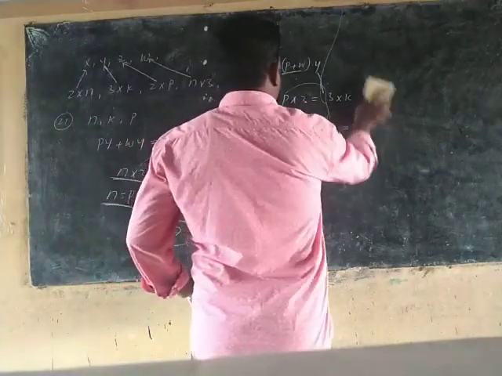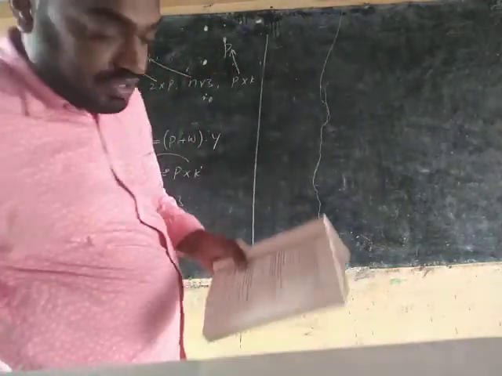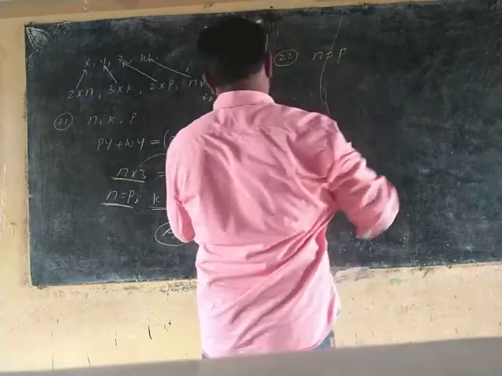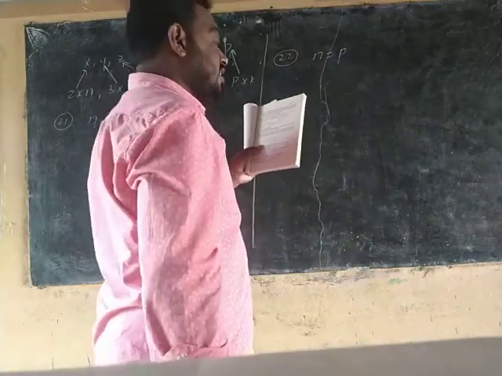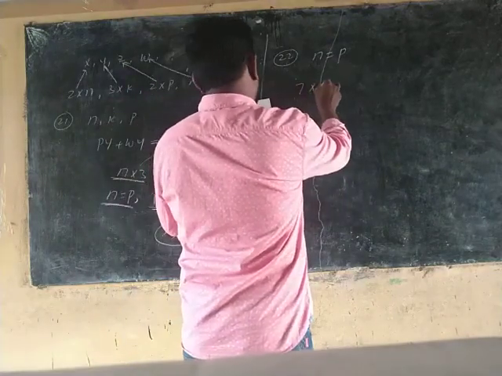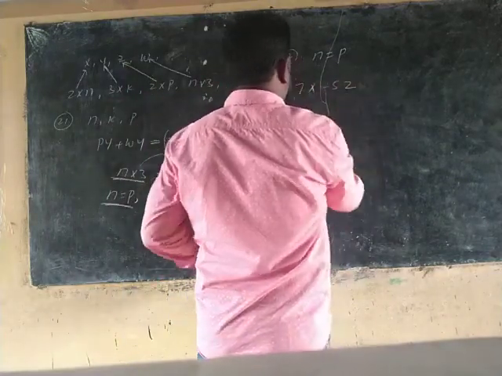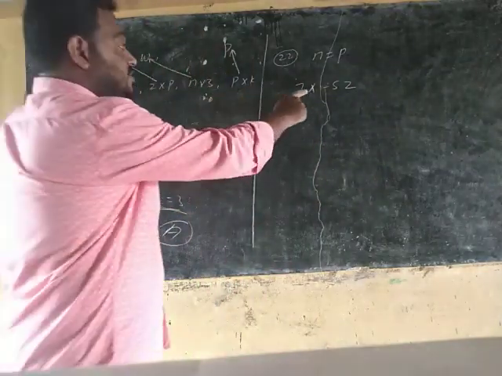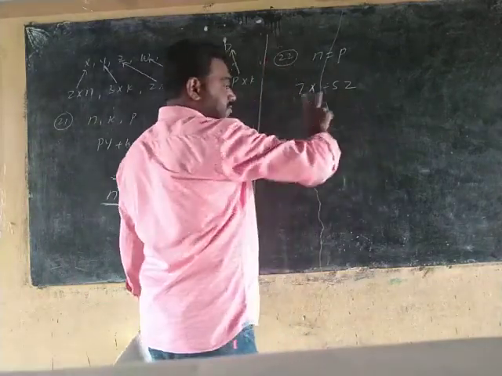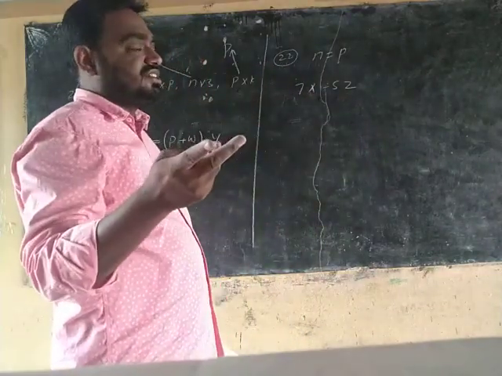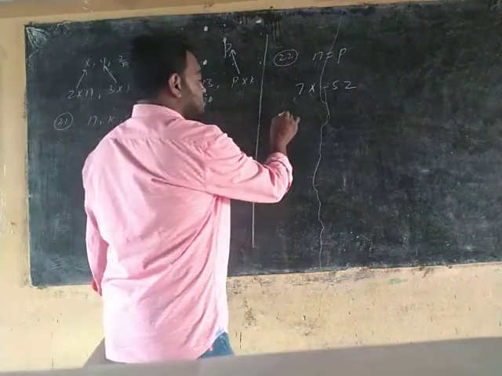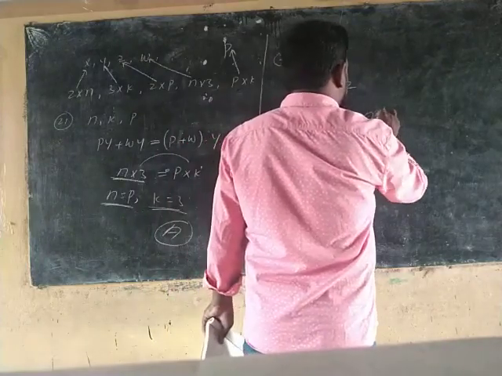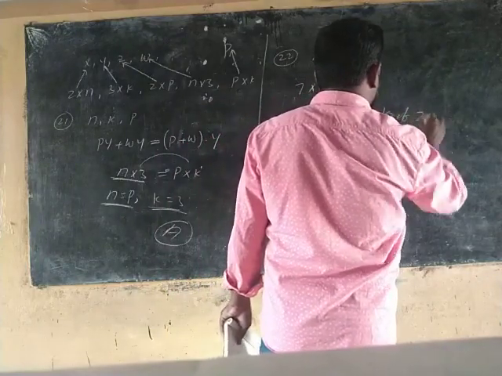Right? This is the right answer for this question. Next, coming to question 22, the last question. n is equal to p, then the order of the matrix 7X minus 5Z. If this addition or subtraction exists, in which case is it existing? If they have the same order. That means order of X is equal to order of Z.